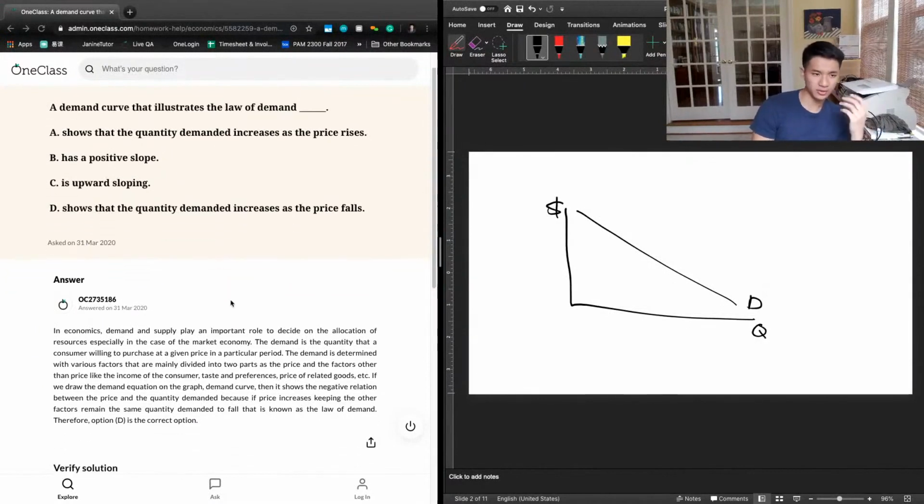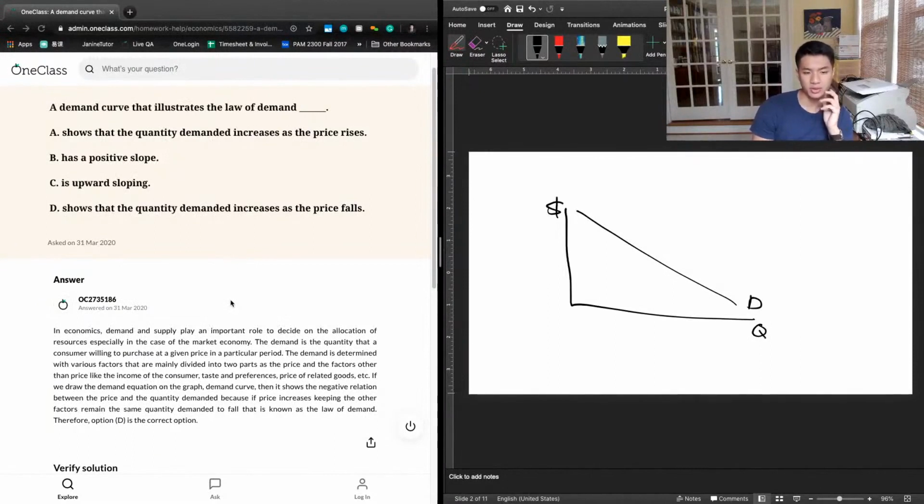Let's take a look at the previous tutor's answer. In economics, demand and supply play an important role to decide the allocation of resources, especially in the case of a market economy. Demand is a quantity that a consumer is willing to purchase at a given price in a particular period. The demand is determined with various factors that are mainly divided into two parts as the price and the factors other than price, like income of consumer, taste and preferences, price of related goods, etc.